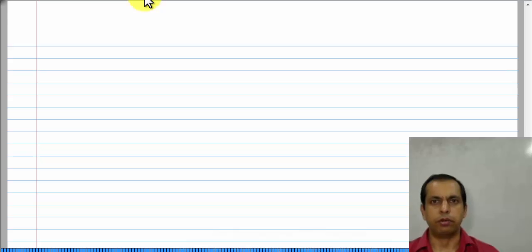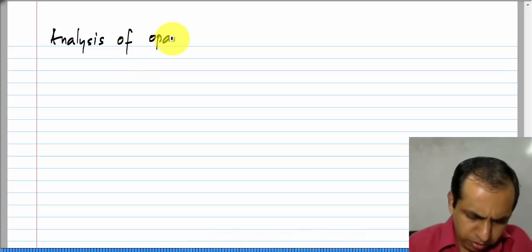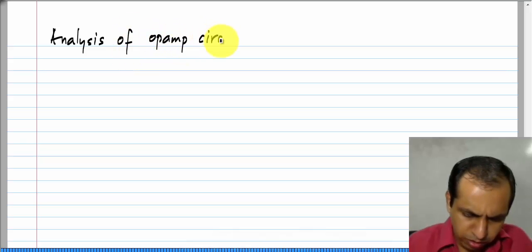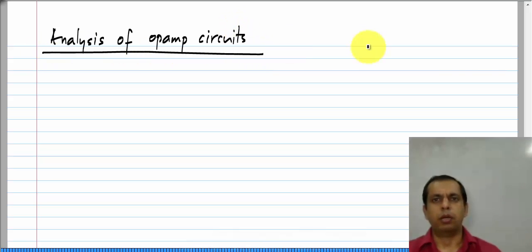In this lesson, we will look at how to systematically analyze op-amp circuits. Now, if the op-amp is not ideal, it will have a finite gain, and then the analysis is no different from what we have discussed earlier for circuit analysis when the circuit has control sources.